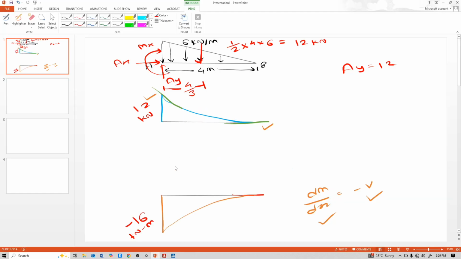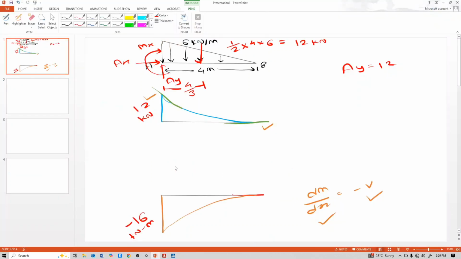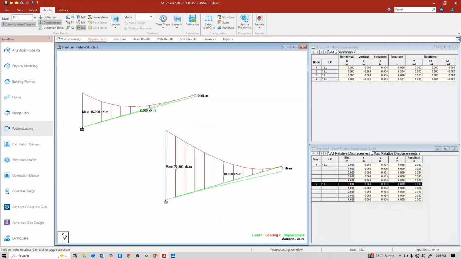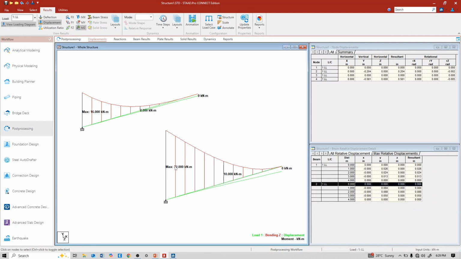So loading position has an impact on moment directly, double or half, and it also impacts the shear slope. Thank you very much.